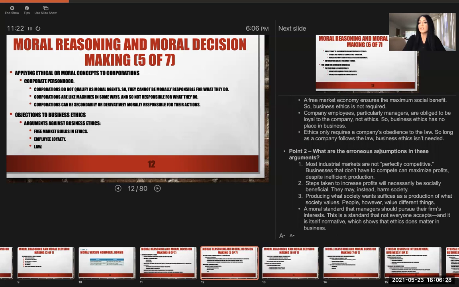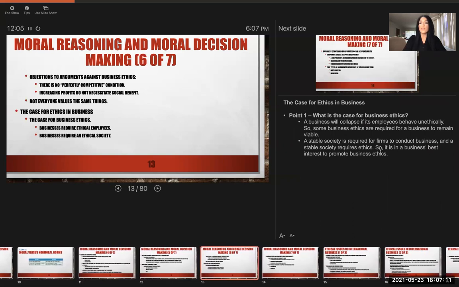What are the erroneous assumptions in these arguments? Well, one, most industrial markets are not perfectly competitive. Businesses that don't have to compete can maximize profits despite inefficient production. Two, steps taken to increase profits won't necessarily be socially beneficial. They may instead harm society. Number three, producing what society wants does not suffice as the production of what society values. People, however, value different things. And the standard that managers should pursue their firm's interests is a standard that not everyone accepts, and it is normative, which shows that ethics does matter in business.